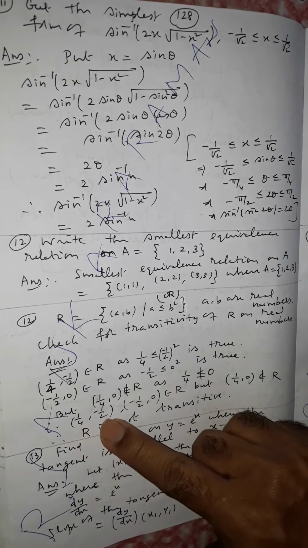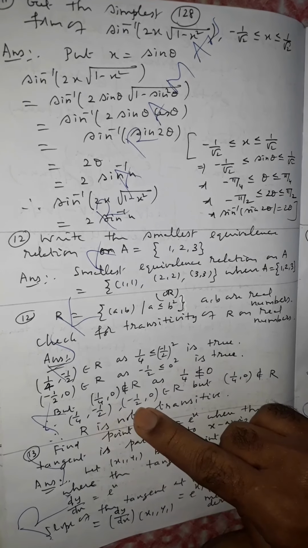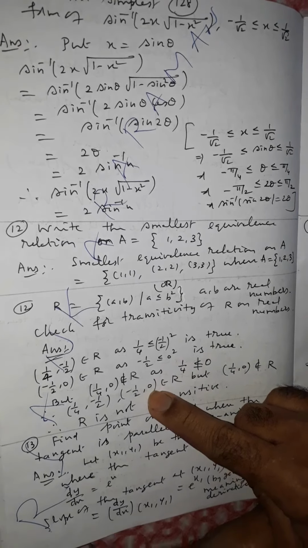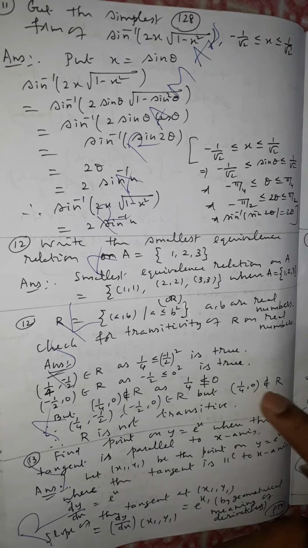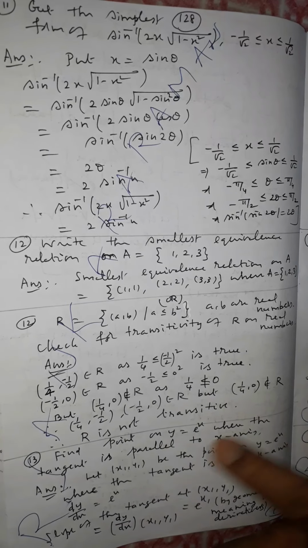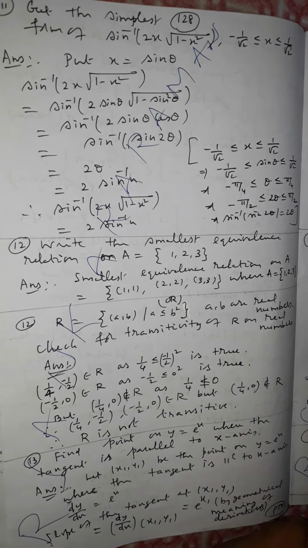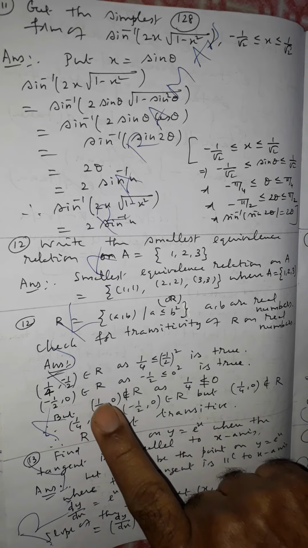Therefore, 1/4, -1/2, 0 are such that (1/4, -1/2) and (-1/2, 0) are elements of R, but (1/4, 0) is not an element of R. Therefore, R is not transitive.